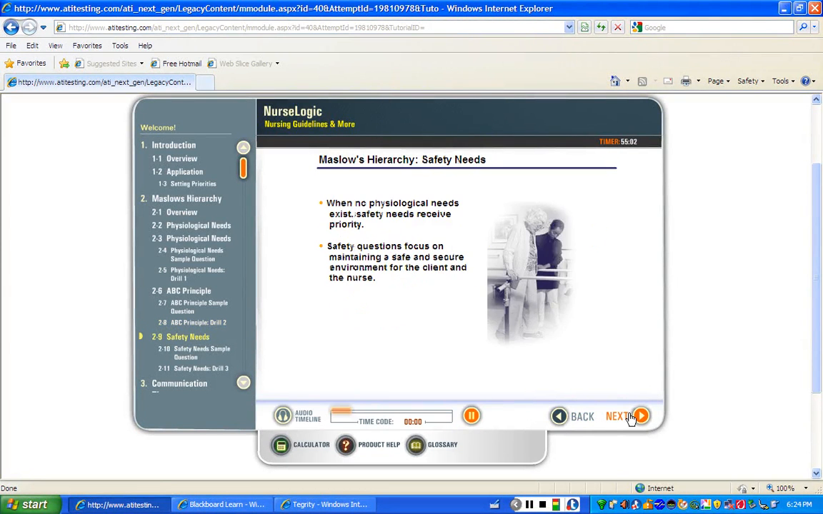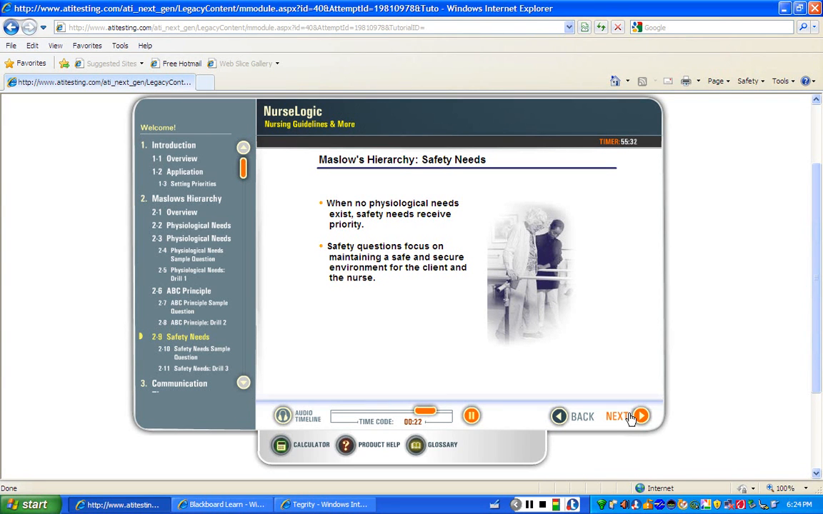Okay, here's a sample. As we said, maintaining client safety is also a nursing priority. So when no physiological needs exist, safety needs to receive priority. Safety questions are questions that focus on maintaining a safe and secure environment for the client and the nurse. Because client and environmental safety is a nursing priority, always carefully consider any option that ensures the client's safe care.